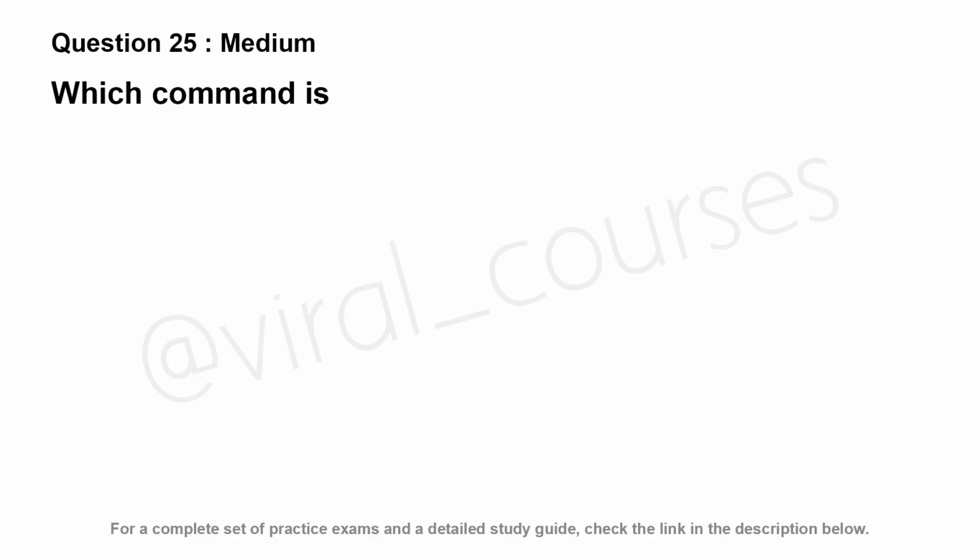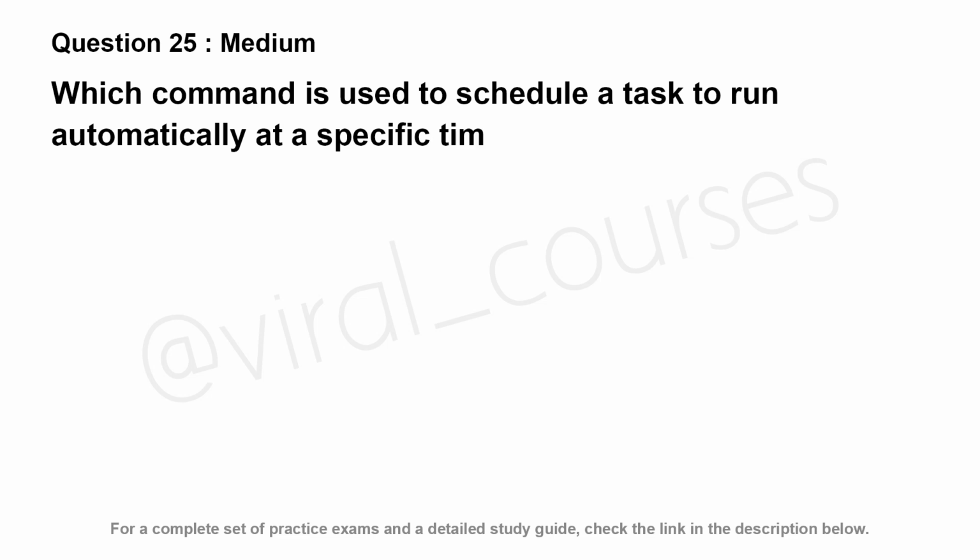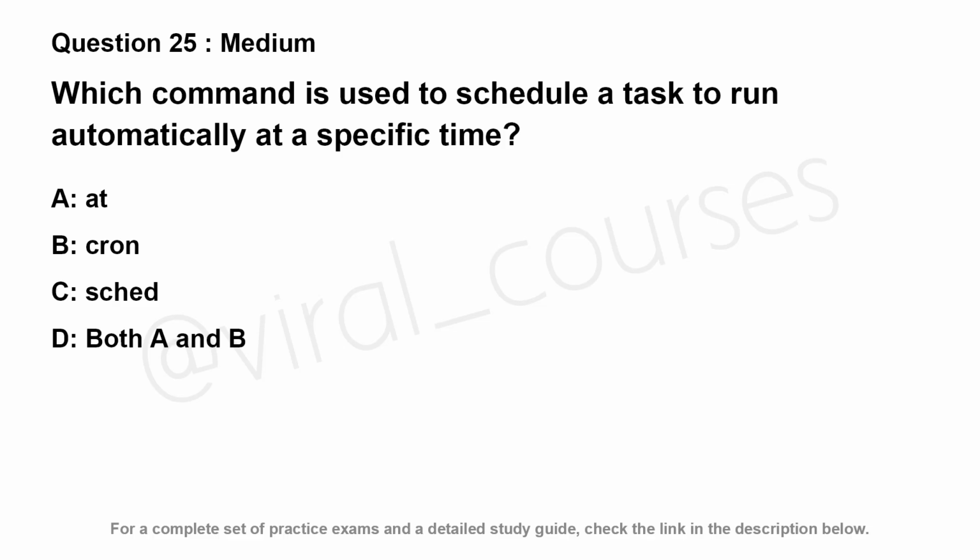Which command is used to schedule a task to run automatically at a specific time? Option A, at. Option B, cron. Option C, sched. Option D, both A and B.